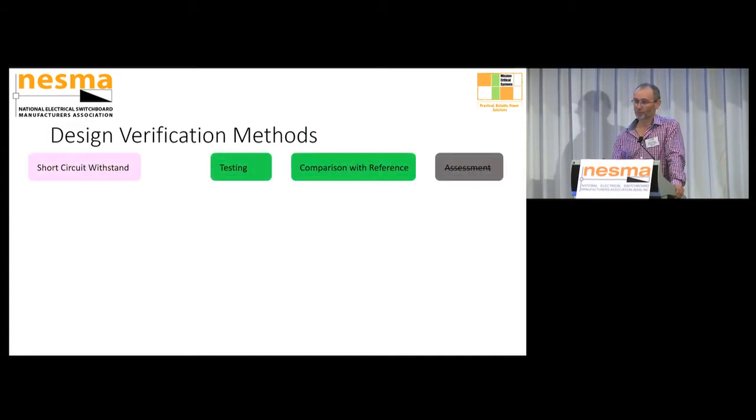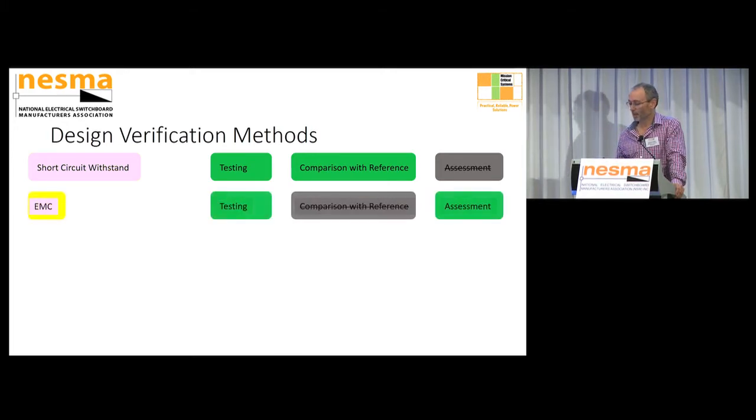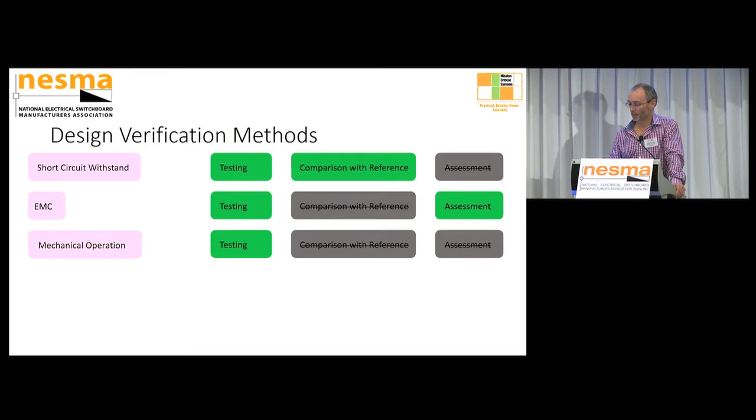3 more. Short circuit withstand, you've got to test or you compare with reference, but only up to certain limitations. And EMC, you can test or assess. Most people would just assess it. I think it's easier. Mechanical operation, you test. So mechanical operation is you'll have to get 200 operations out of a device that's built into an assembly. So you take that to the test station and you operate it 200 times.